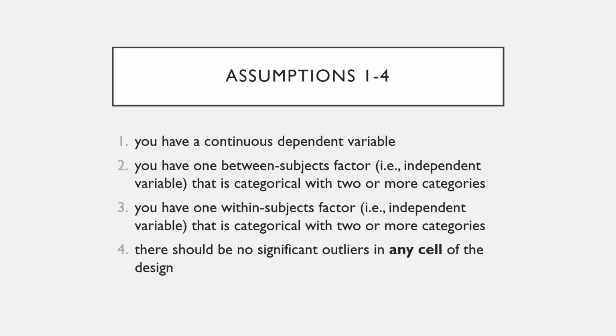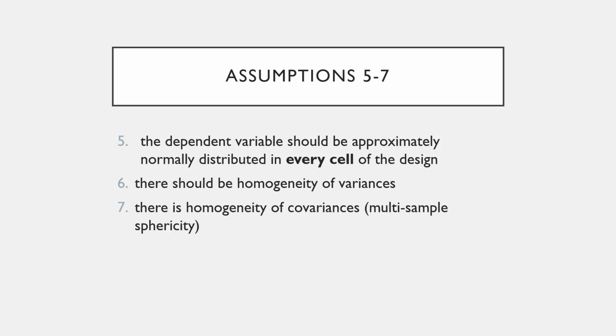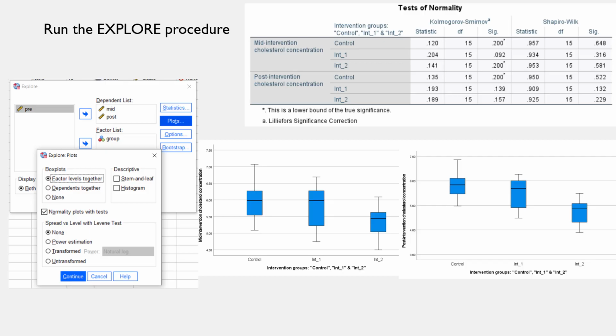This could be just the time period. There should be no significant outliers in any cell of the design. The dependent variable should be approximately normally distributed in every cell of the design. There should be homogeneity of variances, and homogeneity of covariances, which is the multi-sample sphericity.